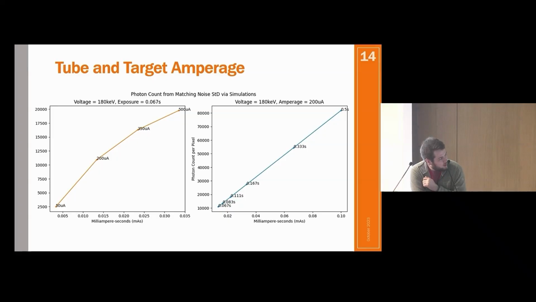We have a nice linear graph for our detector, which is our exposure. However, when we expect a linear change in our amperage, we did not get one. So there's a bit of a discrepancy going on.